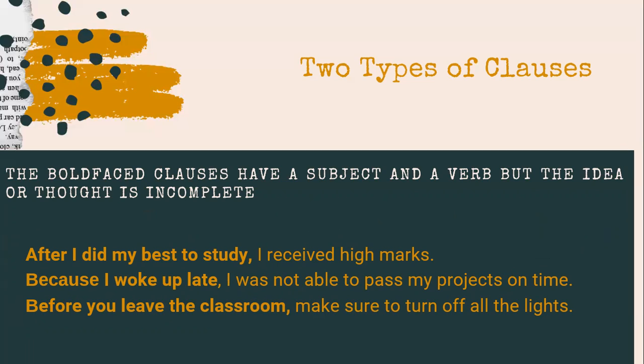The dependent clause in this sentence is because I woke up late. Because is a subordinating conjunction. Third, before you leave the classroom, make sure to turn off all the lights. Before you leave the classroom is the dependent clause in this sentence. It starts with the subordinating conjunction before. So those are the types of clauses, the dependent and the independent clause.